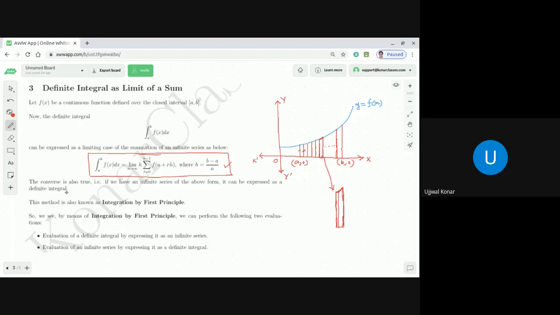But I just give you an essence of why it is so. So what we see is that integration from a to b of f(x) dx can be expressed as the limit as n tends to infinite of h times the summation of f(a plus rh), r equal to 0 to n minus 1, where h is equal to b minus a by n. The converse is also true. What does it mean? If we have an infinite series of the above form, it can be expressed as a definite integral. Correct? So this method is known as integration by first principle.